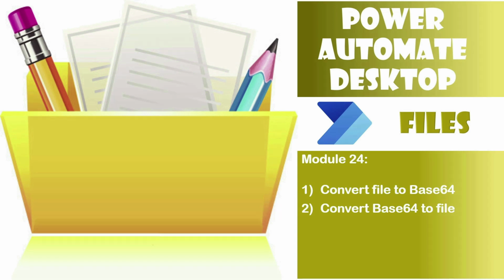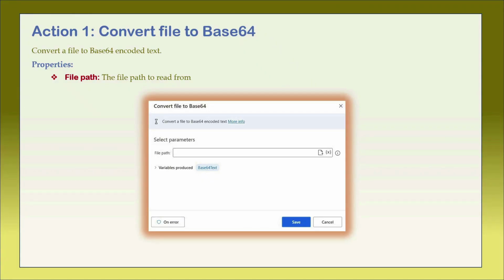Let's start with our first action which is convert file to base64. So this action helps us to convert a file to base64 encoded text. It has just one property, which is file path, wherein we have to select the file we want to read the data from. Let's see how we can convert a file using Power Automate Desktop.